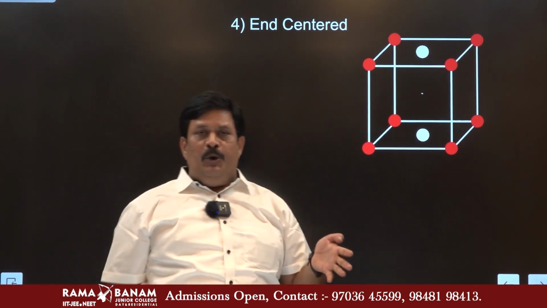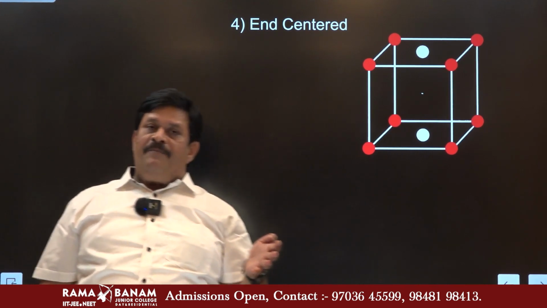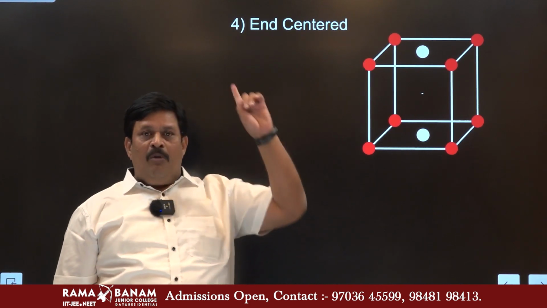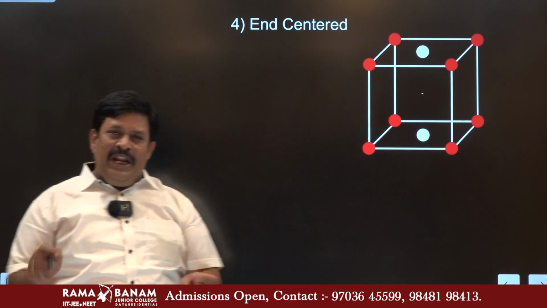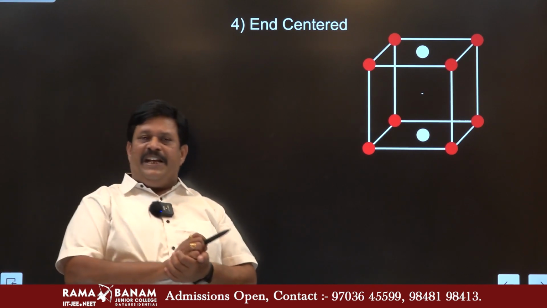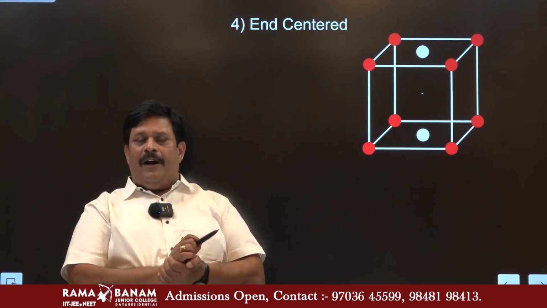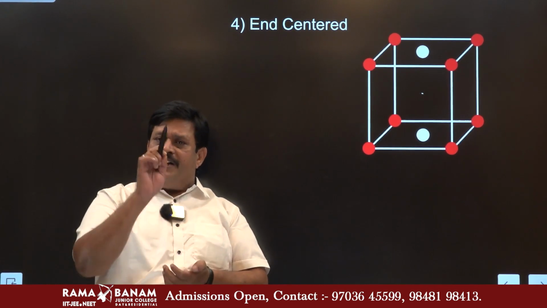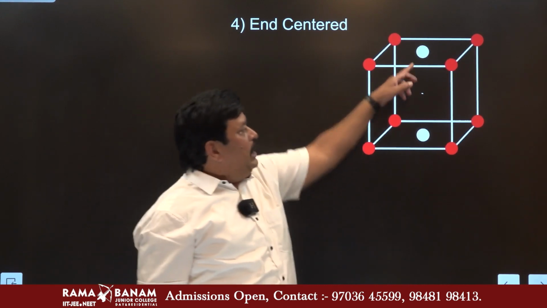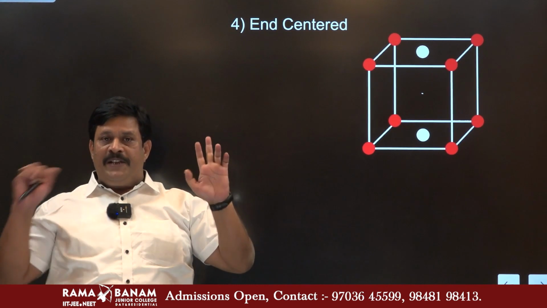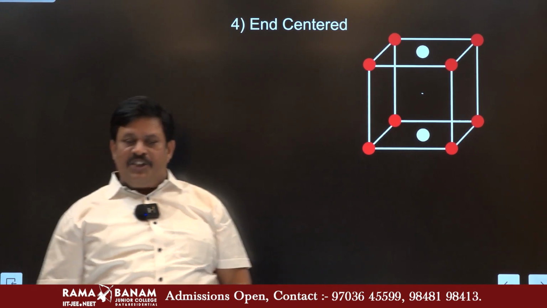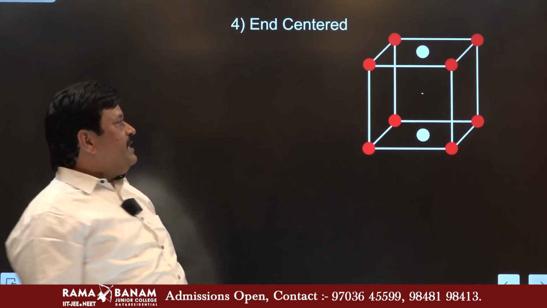Whether it is a simple cube, FCC, BCC, or end centered, the body corner particles are a must. In addition to body corners, if particles are at face centers, then it is called FCC. In addition to body corners, if a particle is at the body center, then it is called BCC. In addition to body corners, only two face centers out of 6, and that too opposite face centers. The particle should be at any two opposite face centers.